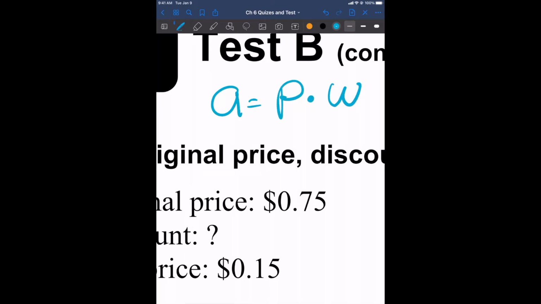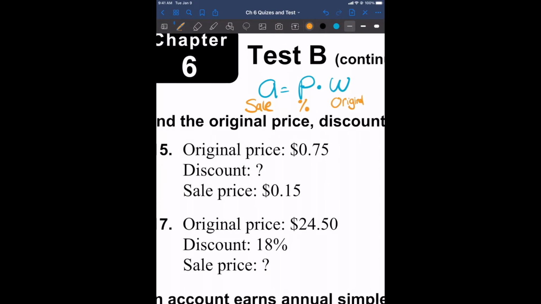Yes, A equals P times W. We have to remember, A stands for the part. A is also the sale price. P stands for percent. And W stands for whole, and it also means the original price. Okay? There are some special things we had to remember when we did this lesson, and I'll go over them in a second. First thing is, find the discount.